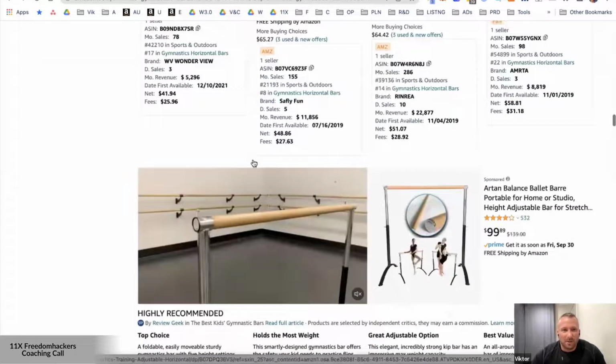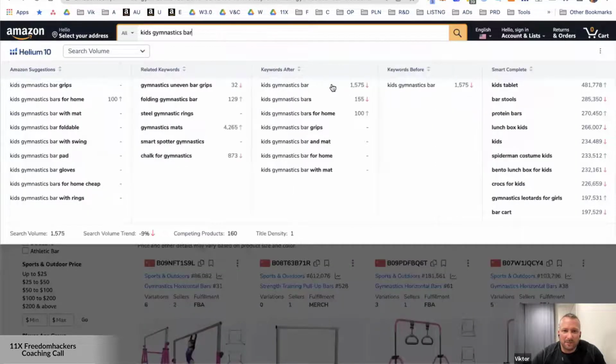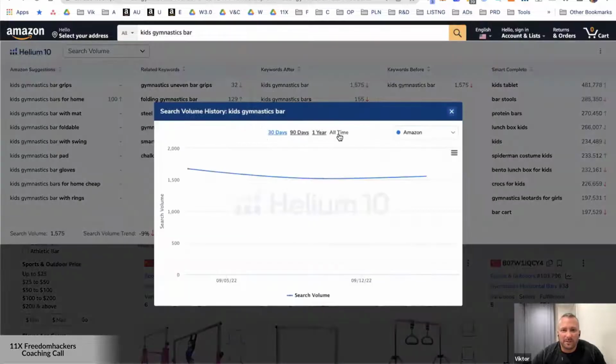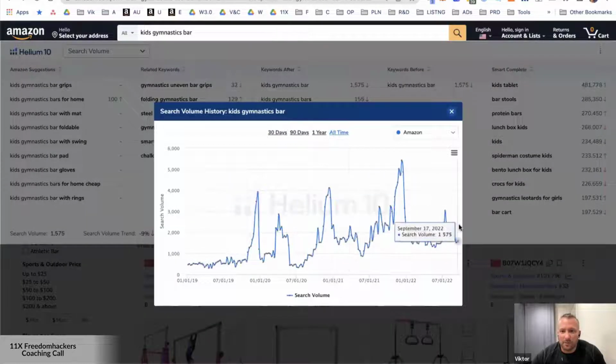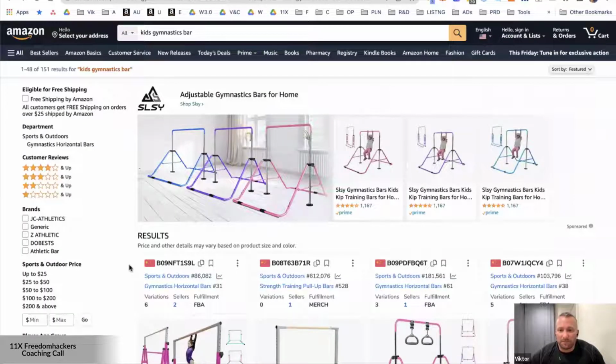Okay, so only 150 competitors. I think the search was something like 1,500. What's the trend doing? Well, the trend is of course going up. By every year it's going up. Trend is growing, that's good. And yeah, it's definitely a good niche as well. In general, the niche is good.